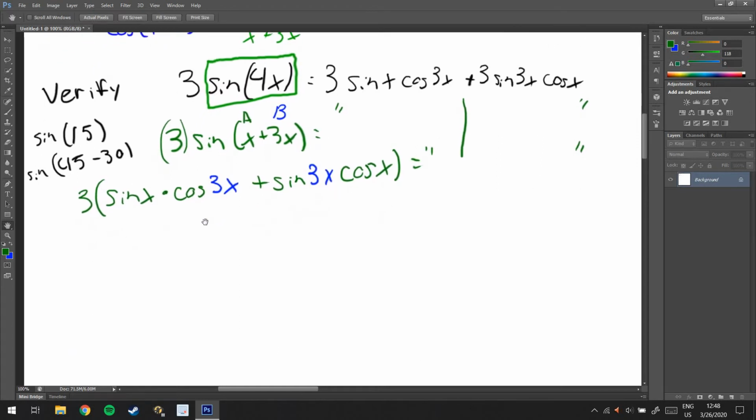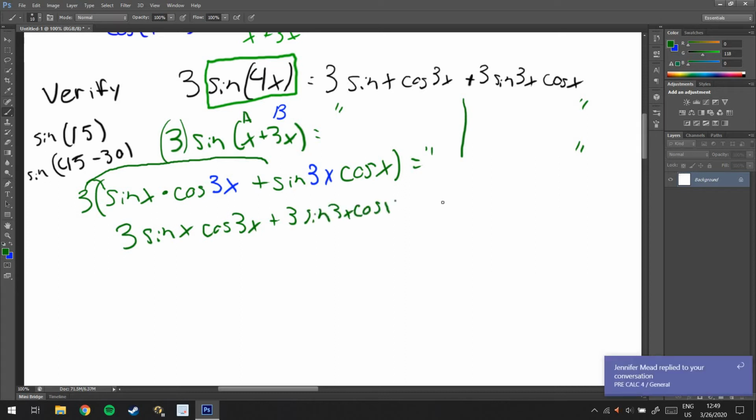And now what I do is I distribute my coefficient back in. So I would just have 3 times sine of x times cosine of 3x, and 3 times sine of 3x times cosine of x. So this gives me 3 sine x cosine 3x plus 3 sine 3x cosine of x, which is equal to what we wanted. So this is true. This is an identity.